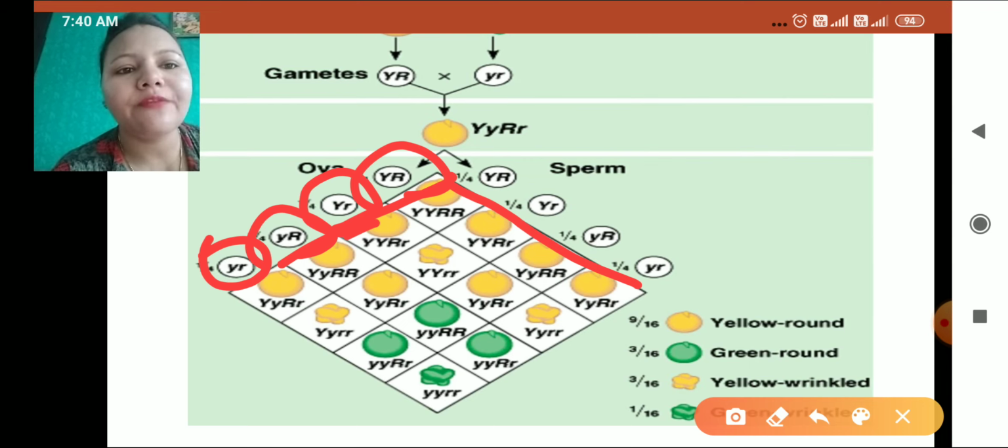What is the ratio of this? After the cross, we find that the ratio of round yellow pea plants is 9, round green is 3, wrinkled yellow is 3, and wrinkled green is only 1. So the total is 16. This is the ratio of the dihybrid cross.